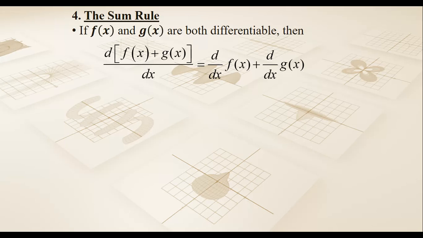And that also works for subtraction as well. So if this was plus or minus, this could also be plus or minus here. And that's equation 5.